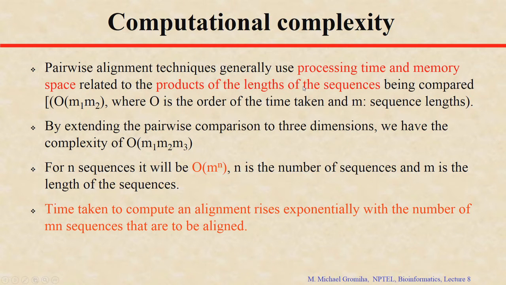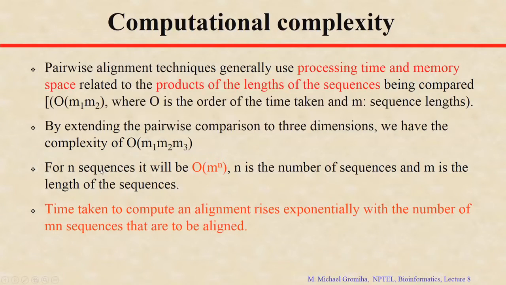If you increase the number of sequences, it will take time to align all the sequences and make a consensus one. So we extend this pairwise comparison to 3 sequences, 4 sequences, 5 sequences, and the complexity increases. If there are n sequences, the complexity is very high, and the time taken to compute the alignment is also very high. Then how to do this? How to tackle the situation?